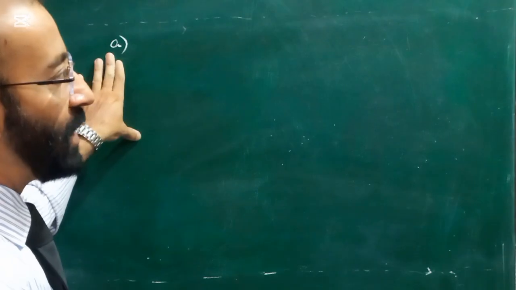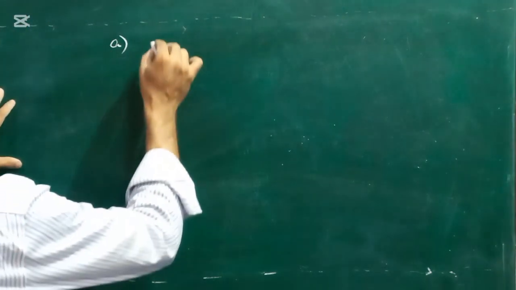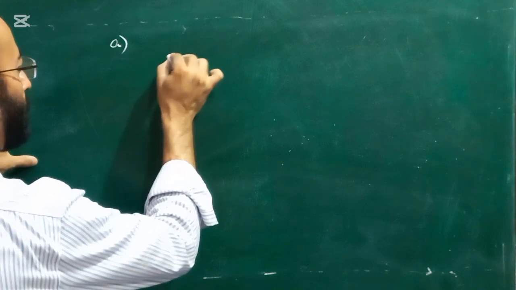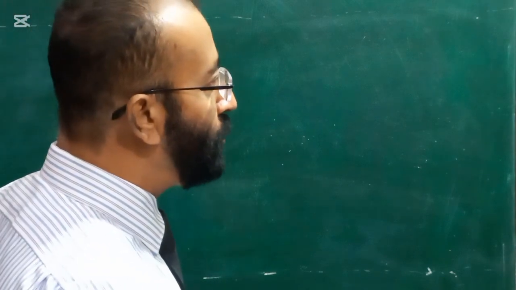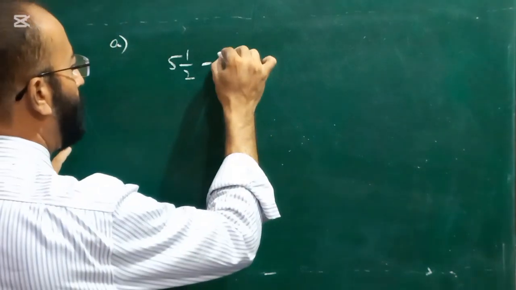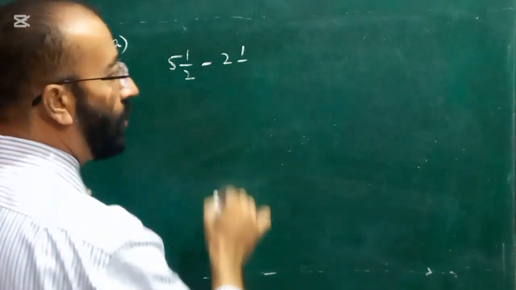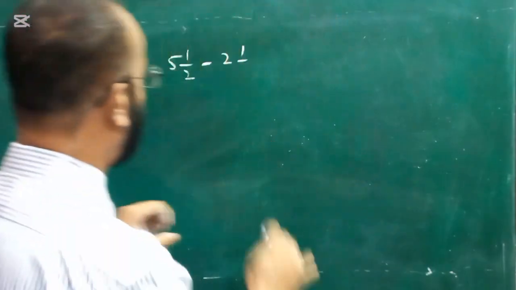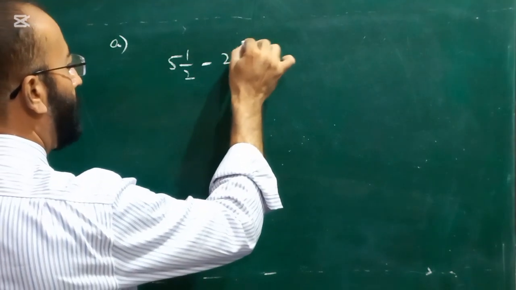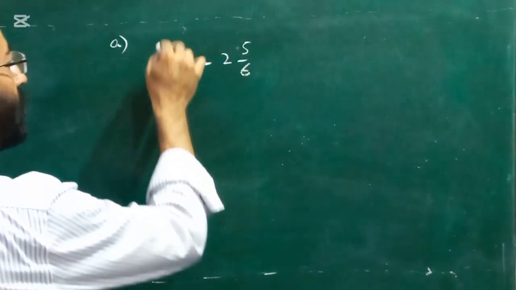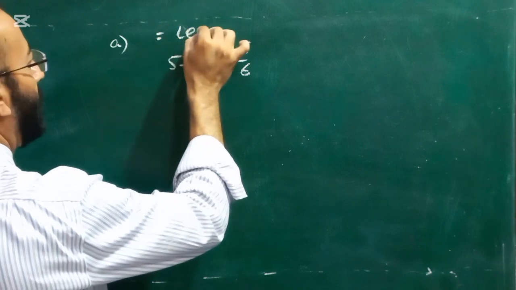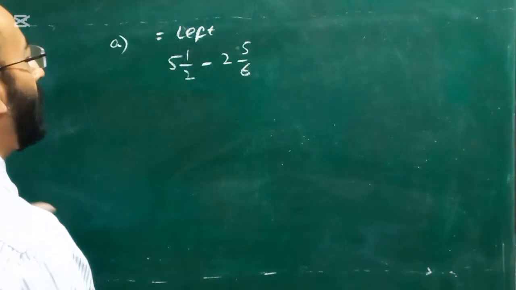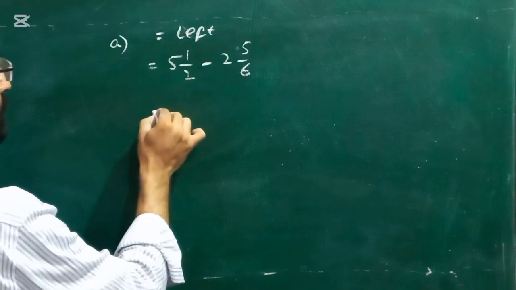In A part, it was given that Mrs. Tan has in total 5 whole number 1 by 12 kg of flour, and she has used 2 whole number 5 by 6 kg of flour. So the requirement was how much flour was left. So actually left flour is the requirement. So we are going to solve it now.